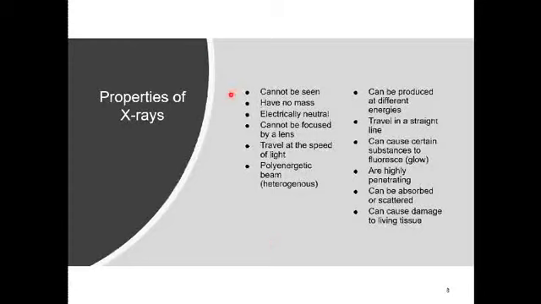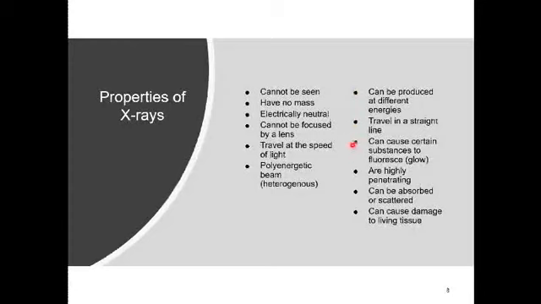Number 1, X-rays cannot be seen. Number 2, they have no mass. They are electrically neutral, meaning they don't have a positive or negative charge. They cannot be focused by a lens. They travel at the speed of light, which is 3 times 10 to the 8th meters per second. They are polyenergetic or heterogeneous, meaning they have multiple energies, which moves on to the next one. They can be produced at different energies. They travel in a straight line.